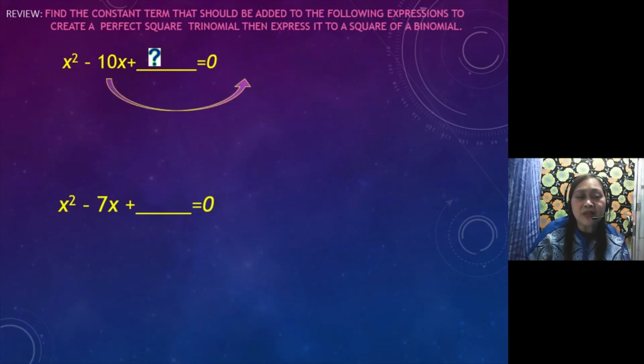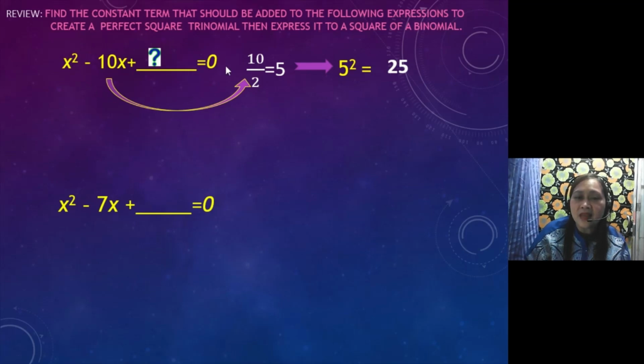What we're going to do first is find the coefficient of x and get one half of it. Meaning, we're going to divide it by 2. So our coefficient is 10, and we will divide it by 2. So our answer is 5. Then after that, we're going to square 5. What is the square of 5? That is 25. So our constant to make this expression a perfect square trinomial is 25.